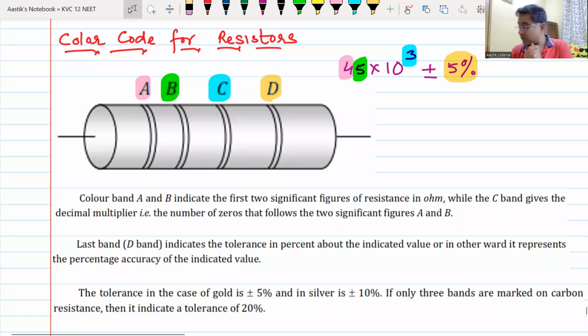This is what the color coding is all about. The first number is given by A, the second number is given by B, the power of 10 is given by C, and the tolerance or the error is given by the fourth band. Do we understand this? Yes or no? Yes, sir.